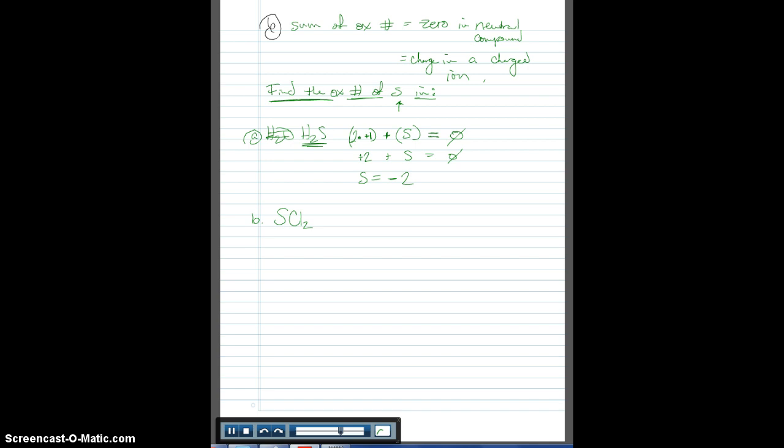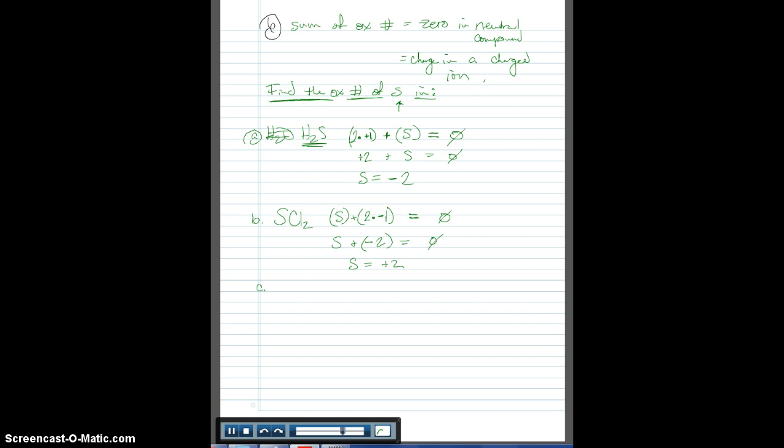Again, this is a compound that is neutral, so we're going to set it equal to 0. Again, we're looking for the sulfur. And because we have 2 chlorines, we're going to multiply 2 by chloride, which would normally form a 1- charge. So we're going to do a -1 here. And so now we have sulfur plus -2 equals 0. And obviously in this case, when we solve this for S, sulfur is going to equal +2.